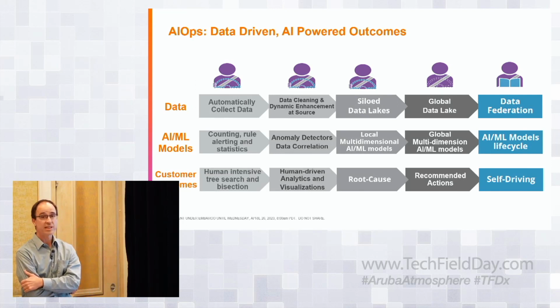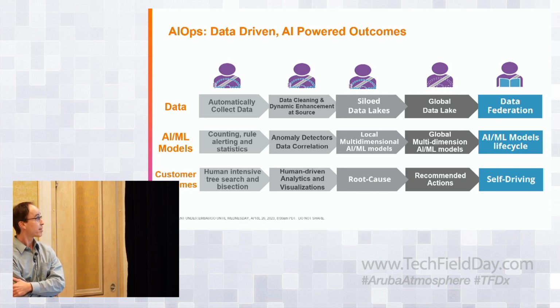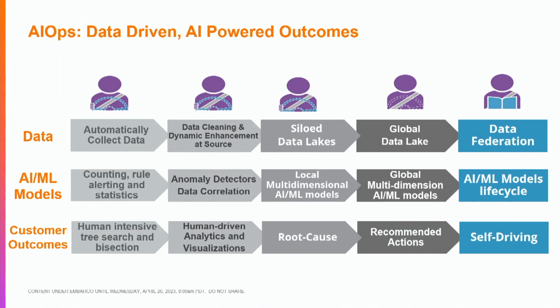Under the hood, of course, it's data-driven, AI-powered outcomes. So the main three areas are, of course, data, models, and outcomes. And the maturity goes from left to right. Basically, the earlier versions of AIOps start with collecting data. The second phase is cleaning the data dynamically at source to avoid making a data swamp.